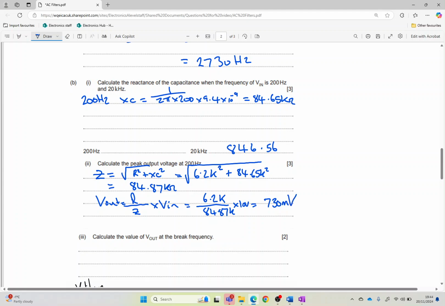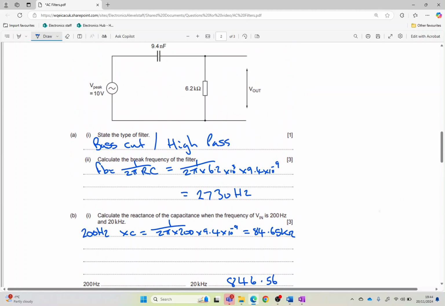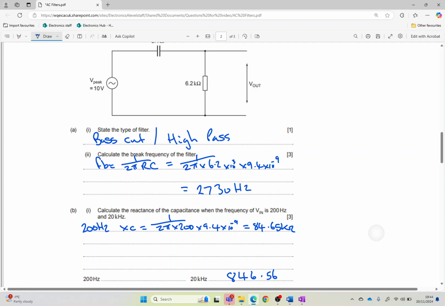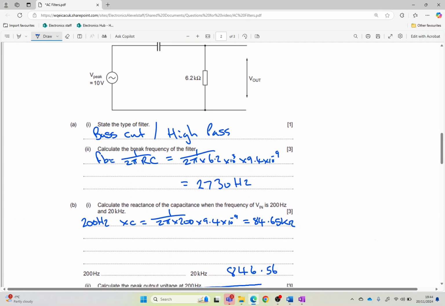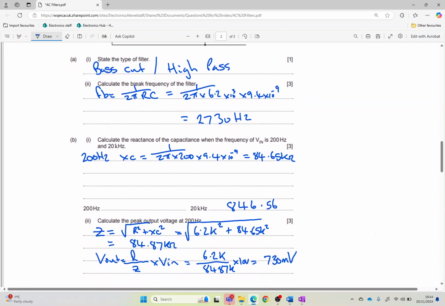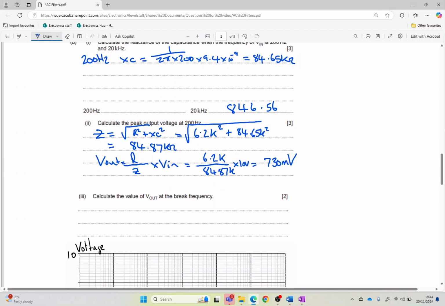Let's have a look to see whether we're on the right track. This is 200 hertz. This is a base cut filter. So at low frequencies, well, we're at 200 hertz, we're well below the break frequency. We shouldn't have anywhere near our 10 volts out, because that would be a gain of 1. So we've got an indication that we're on the right track.